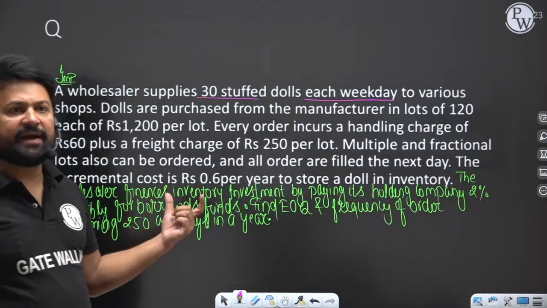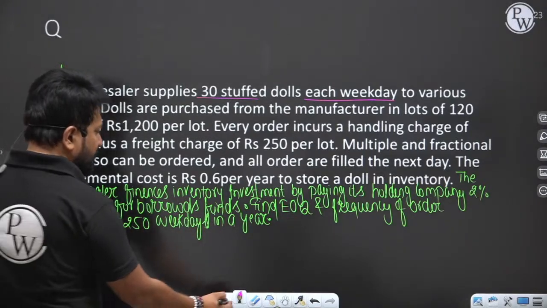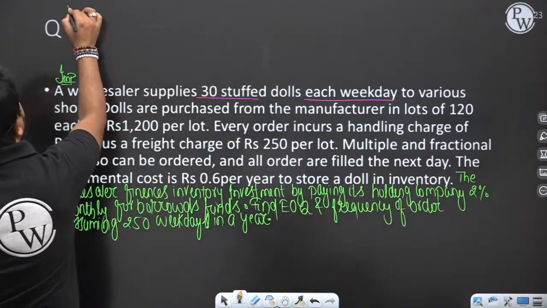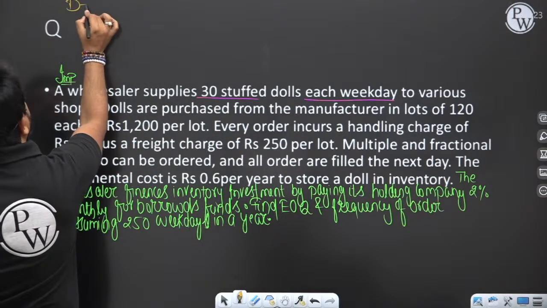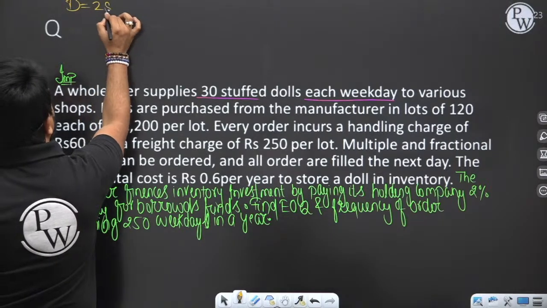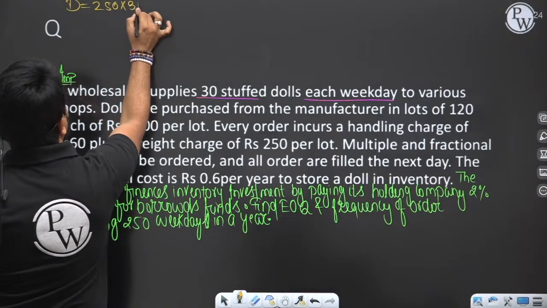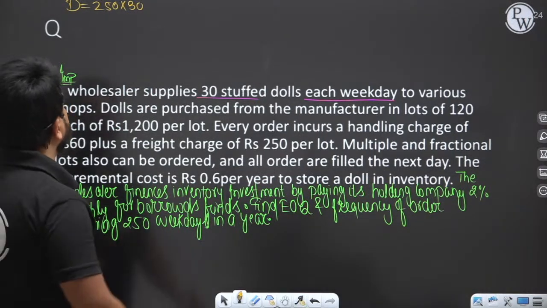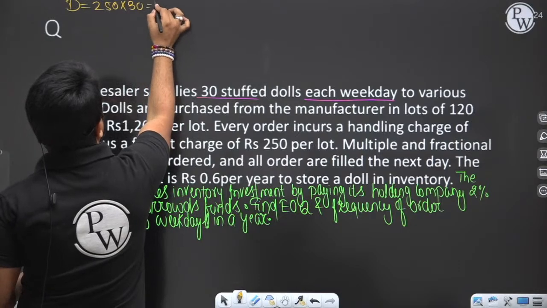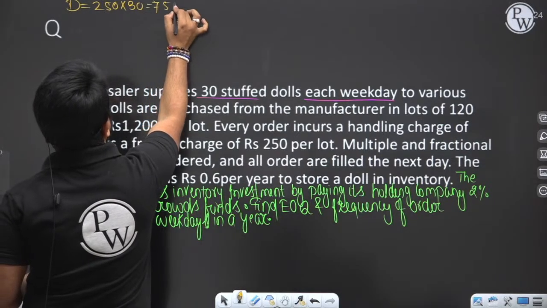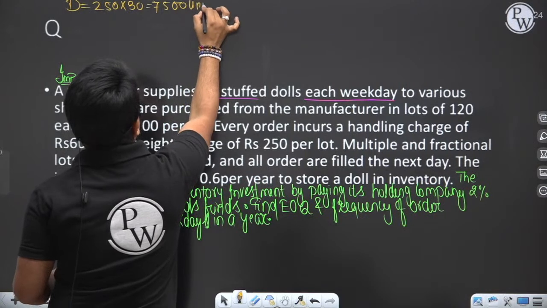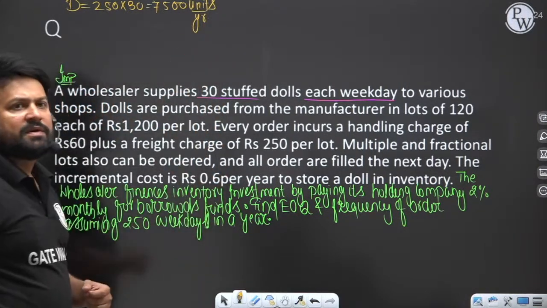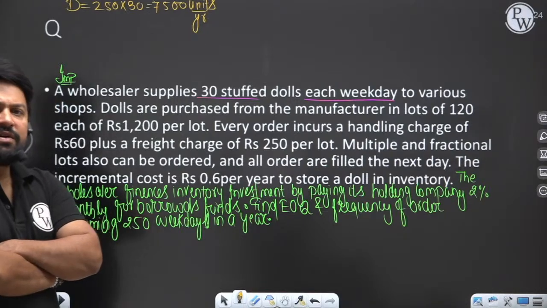So what will be the annual demand? Here the annual demand will be 250 into 30, and it will become 7500 units per year. Tell me yes or no. This is the annual demand.